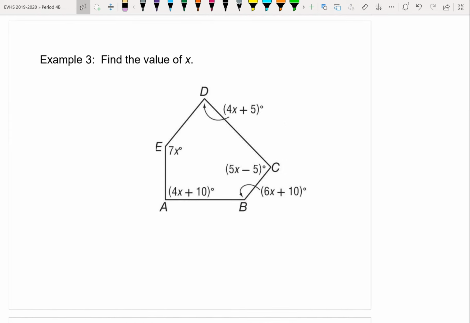All right, find the value of x. Now it looks like I've got 1, 2, 3, 4, 5 angles, making this a pentagon. So here n is 5. And it looks like all of my expressions are the interior angles of that pentagon. So I'm going to start by finding the sum of the interior angles of the pentagon. I'm just going to do 5 minus 2 times 180, which I've already done several times in this lesson. That's going to come up to 540 degrees.